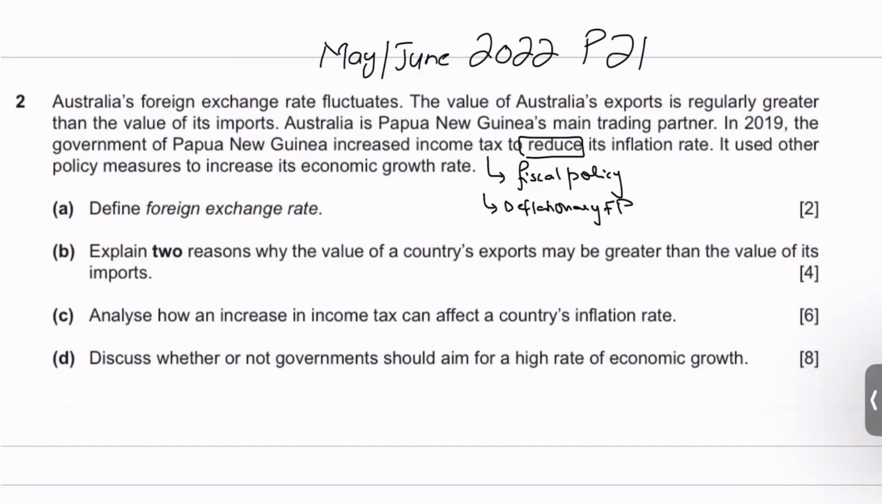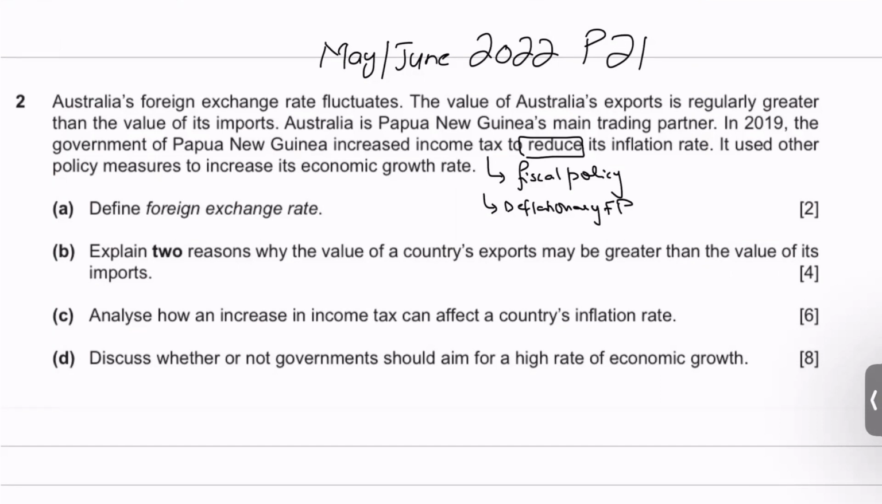It also used other policy measures to increase its economic growth rate. So on one hand, it was trying to reduce inflation rate, but on the other hand, it was also trying to increase its economic growth rate. The reason why it's using other policy measures to increase economic growth rate is because what's going to happen is that because of the deflationary fiscal policy, because when you will increase the income tax, your aggregate demand will go down, and that will also reduce your economic growth.